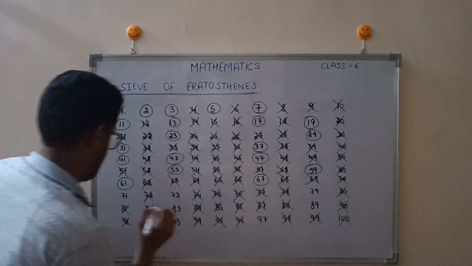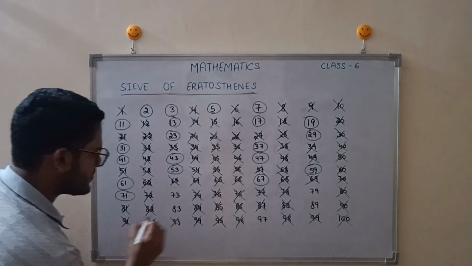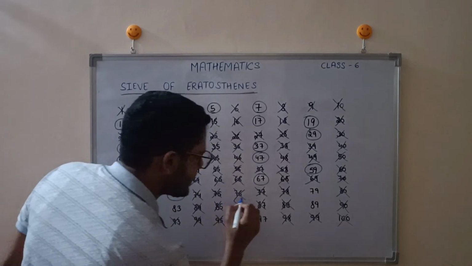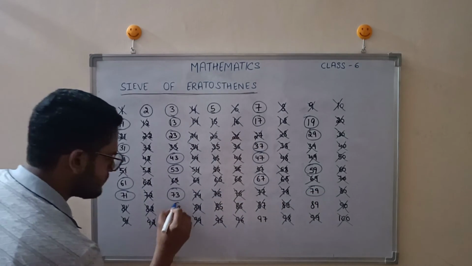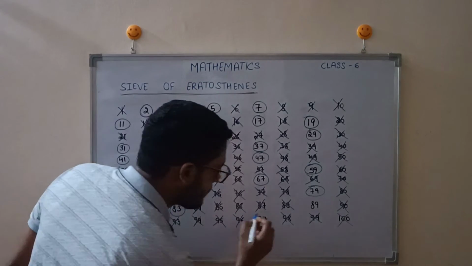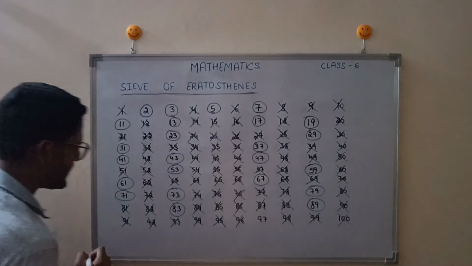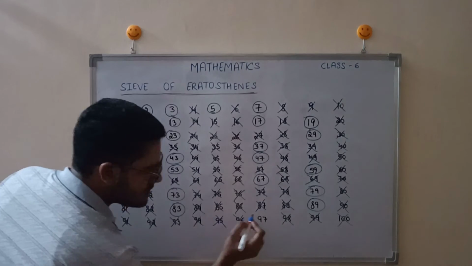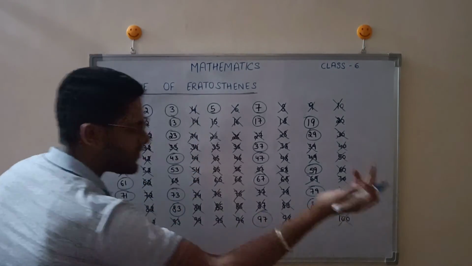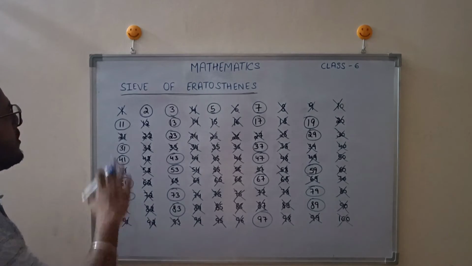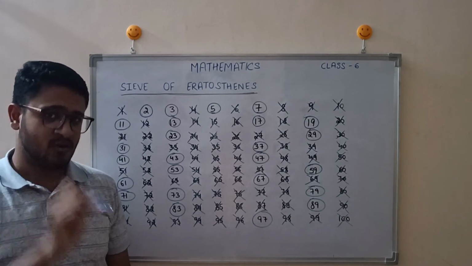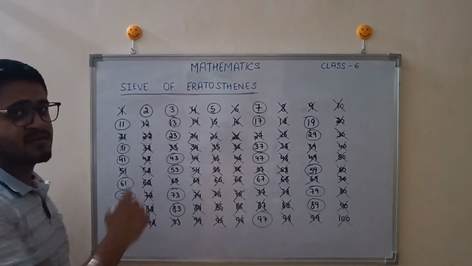67, 71, 73, 79, 83, 89, 97. Okay, so we are done. So in this whole table, now we can see we have numbers either marked cross or marked circle.